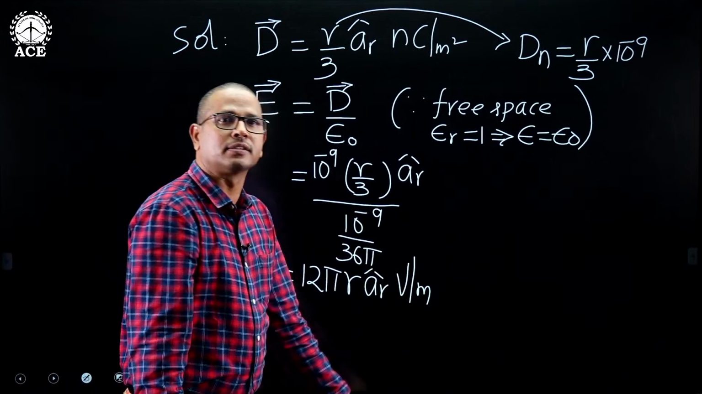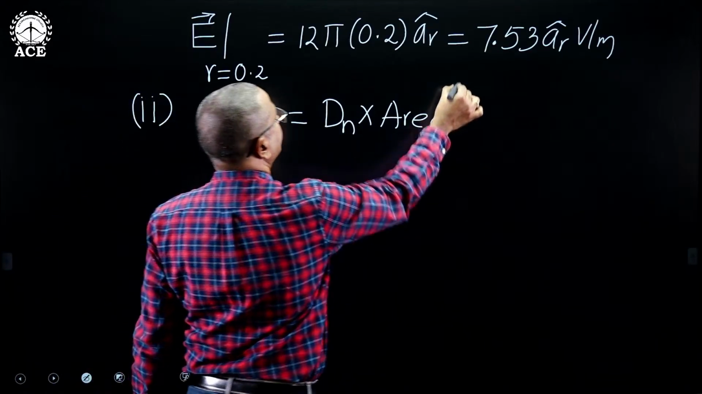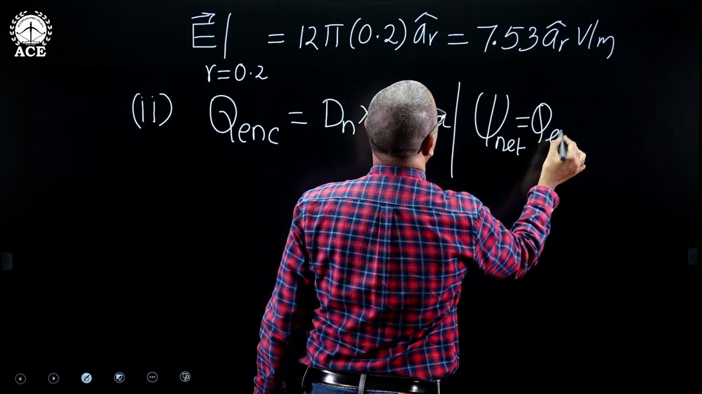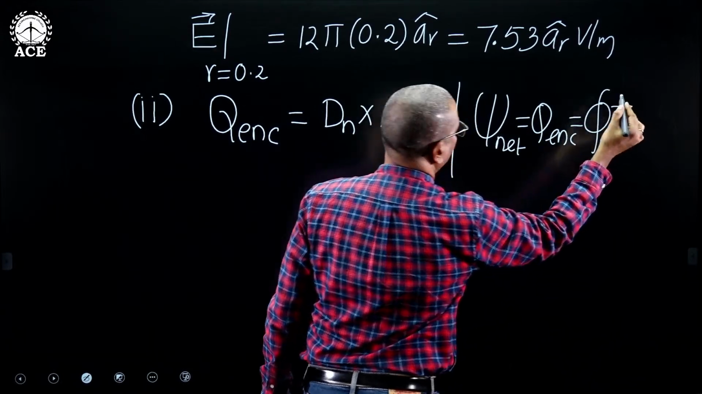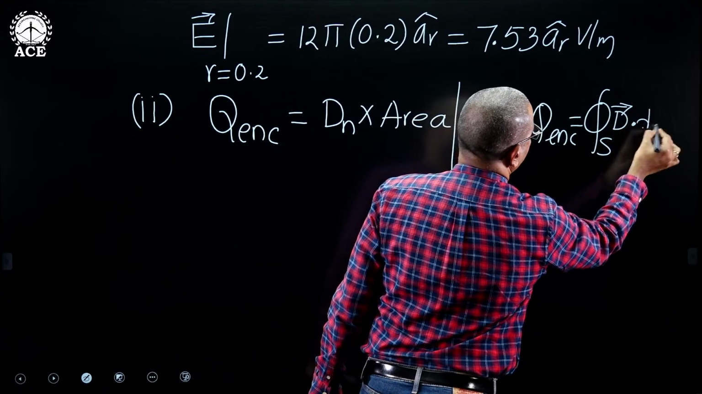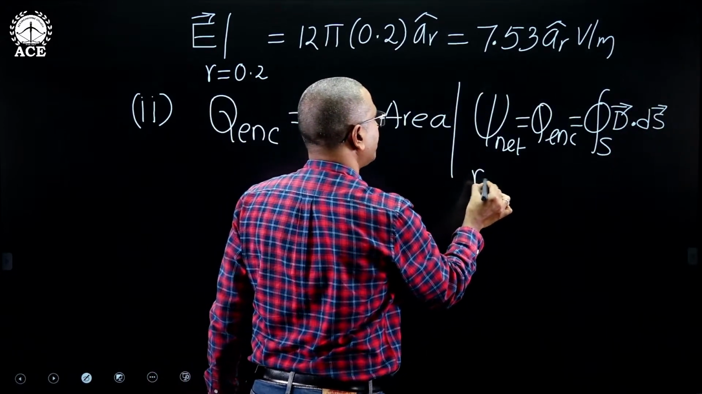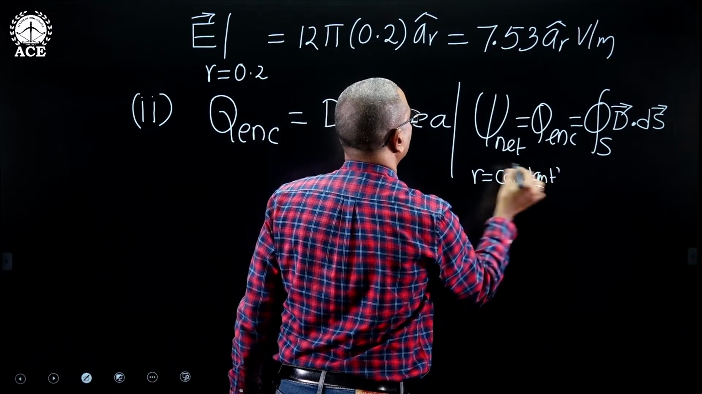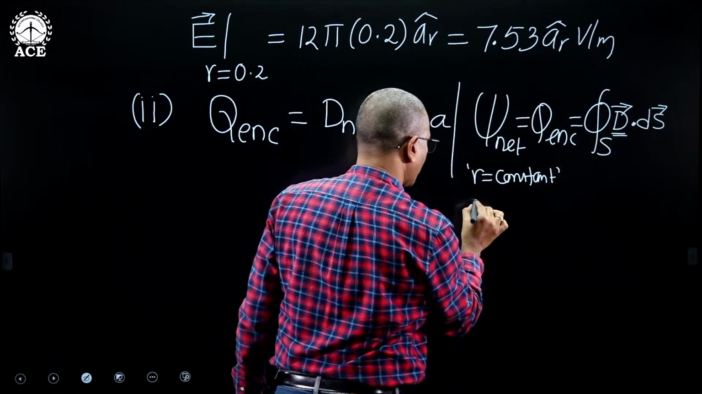Even if you use the integration method, you will get the same answer. If you want, you can verify: psi equal to Q enclosed is equal to the closed surface integral of D bar dot dS bar. We need to find the flux leaving a sphere. Whenever you are taking a sphere, it is defined by r equal to constant. We know D bar, dear students. I am just showing it here.